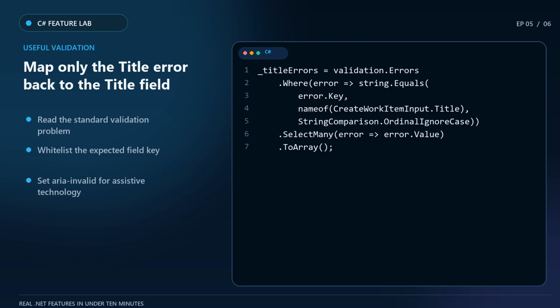Do not copy the 3 to 120 character rule into Blazor just to make the form feel responsive. We can add client hints later, but the API response remains authoritative and fully tested.